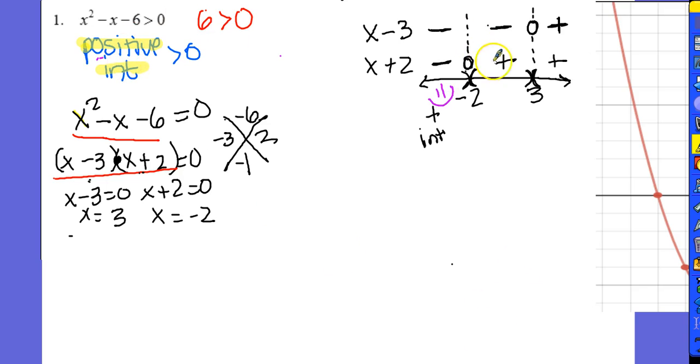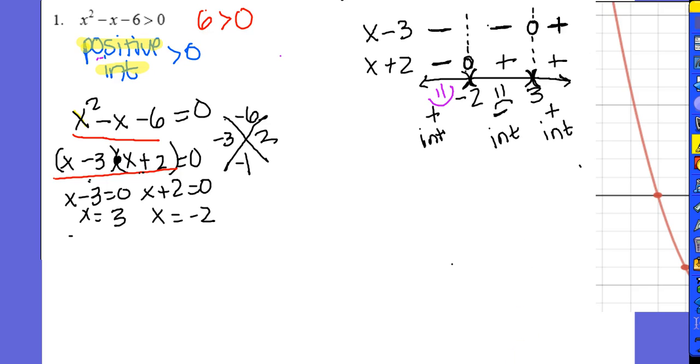Let's go to the next section. Negative times positive gives me a negative interval. You know what? I don't want that.